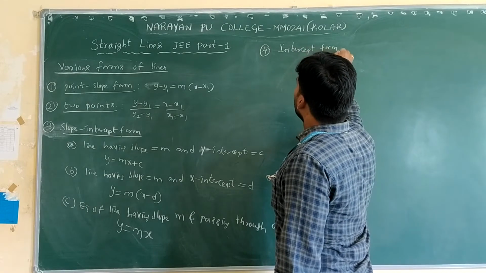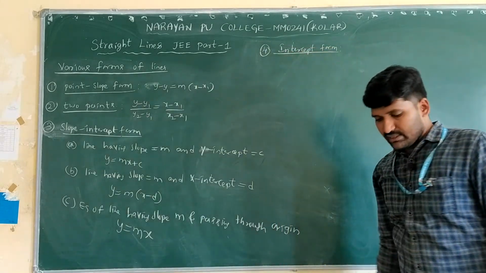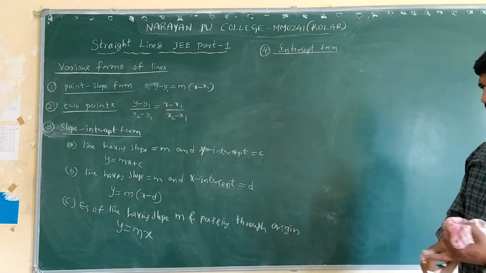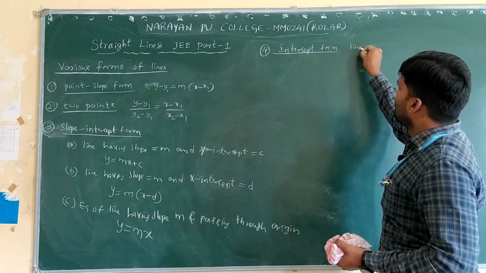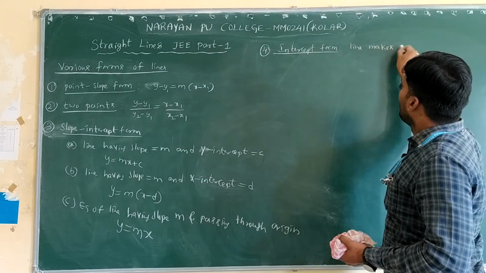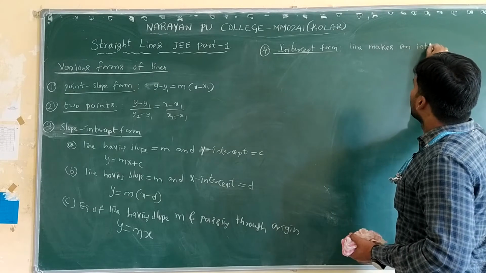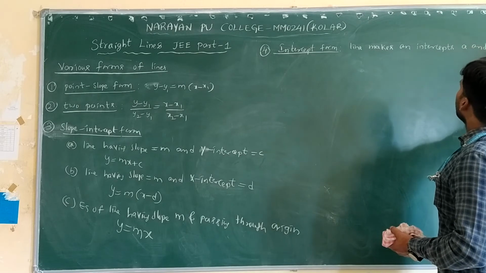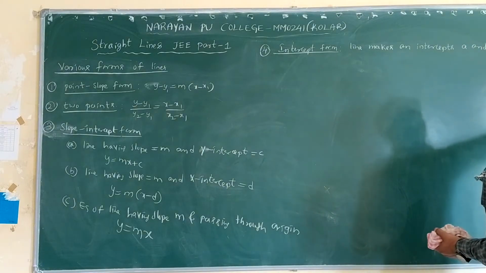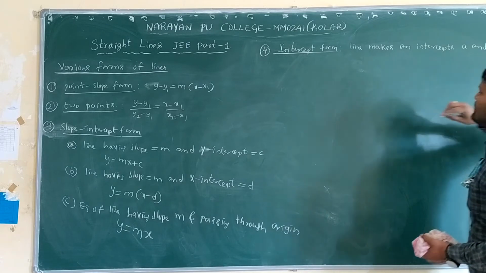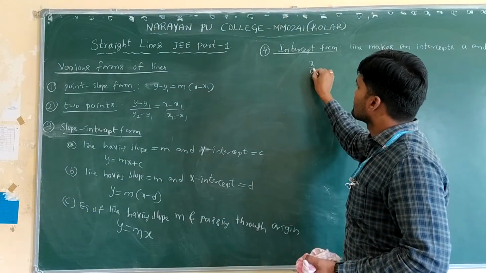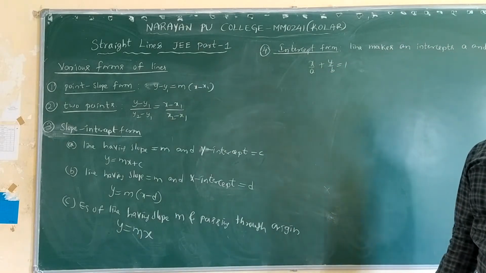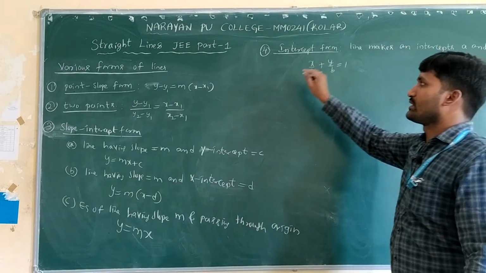Next, fourth one, intercept form. Here the intercept form is for the line which makes intercepts with the x-axis and y-axis. If the line makes intercepts small a and b on the x and y axes, then the equation of line is x by a plus y by b equal to 1, where a is called the x-intercept and b is called the y-intercept.